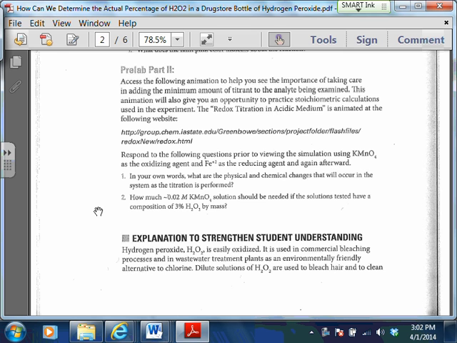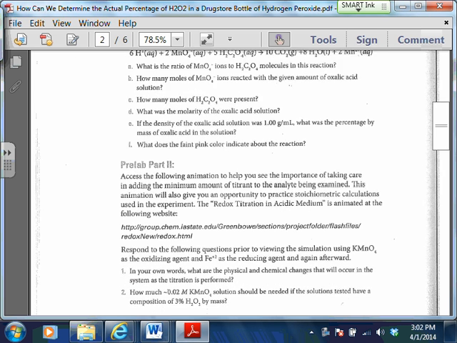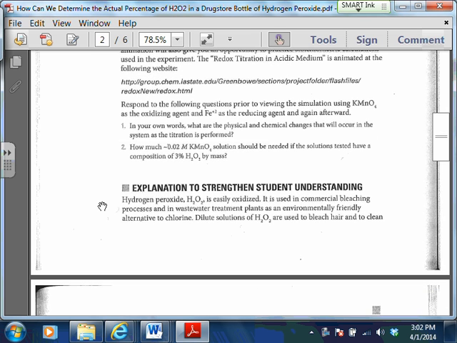Okay, Prelab Part 2. Access the following animation to help you see the importance of taking care and adding the minimum amount of titrant to the analyte being examined. Okay, now, again, we've talked about this with titrations before, but looking at this example up here, if I add just a little bit too much of the MnO4 minus even, then that can cause some big problems with my calculations because I will have added more of the MnO4 minus than I should have, and that's going to mess up our calculation for how much of the oxalic acid is there to begin with, okay? I think you guys can probably look that animation up yourself.